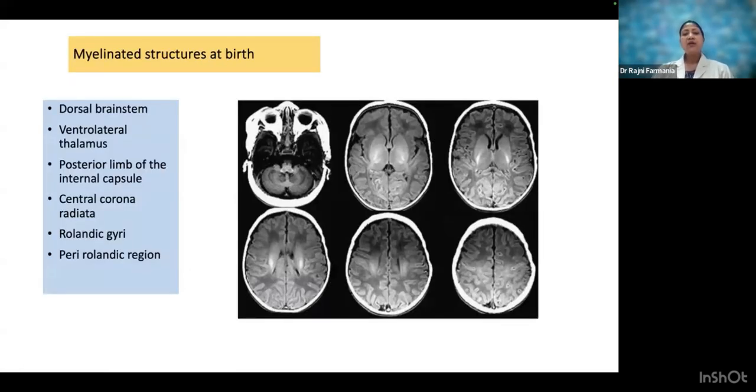A very important part in pediatrics, less than 2 years of age, when you comment, you want to know whether the myelination is complete or not. So these are the structures which are myelinated at birth: dorsal brainstem, ventrolateral thalamus, posterior limb of the internal capsule. So we want to see PLIC, very important. If you don't want to remember this long list, just remember PLIC. That PLIC is myelinated at newborn in a full-term baby, so that means myelination is appropriate. Other things are central corona radiata, Rolandic gyri, perirolandic regions. These are all myelinated structures.